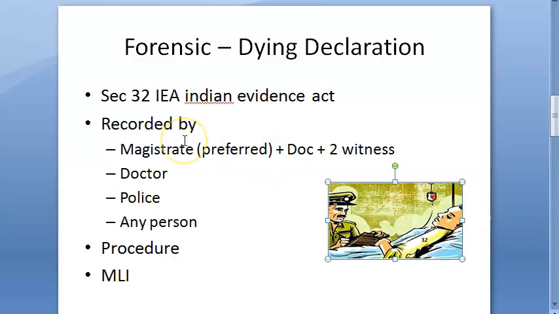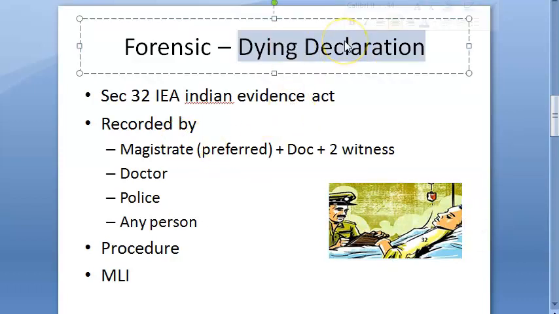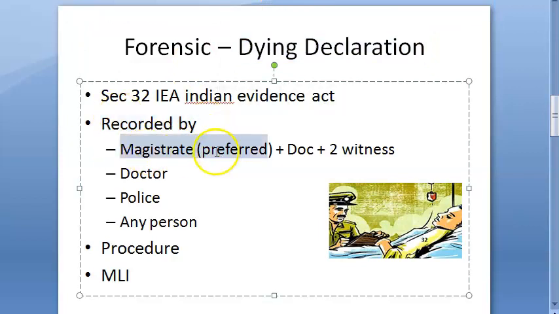So, what is a dying declaration? It's a written or an oral statement of a person who is dying as a result of an unlawful act. He is telling you the cause of his death or the circumstances. Recorded by whom? Recorded by a magistrate is preferred. This is the highest priority here. Actually, magistrate plus doctor plus 2 witnesses is much preferred. Doctor if the condition is serious, and police and any person. So, any person can take the dying declaration, it says.